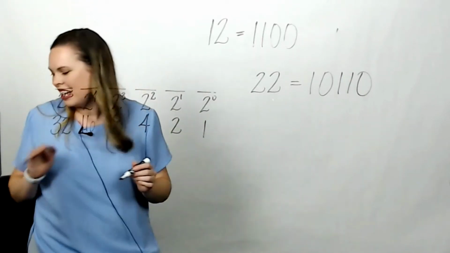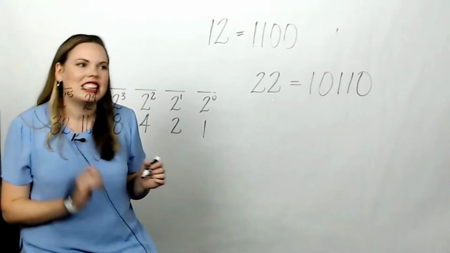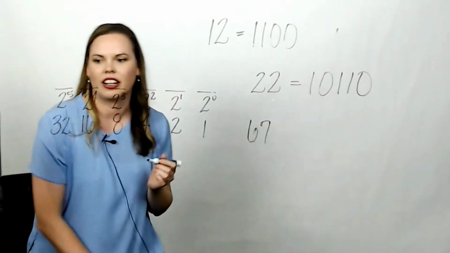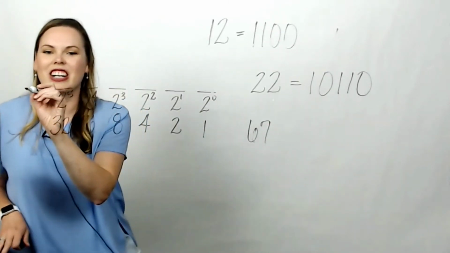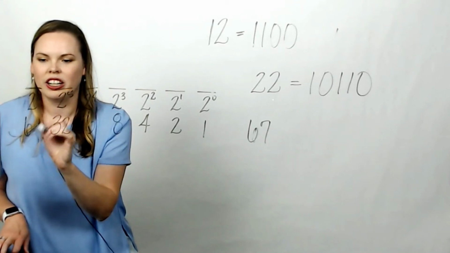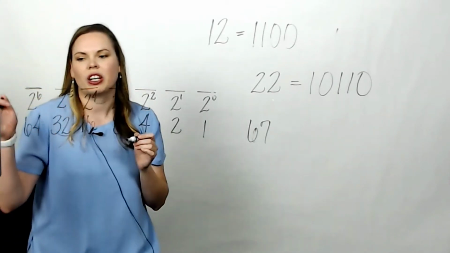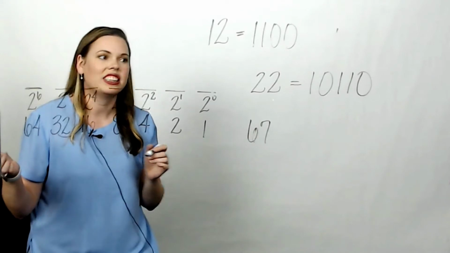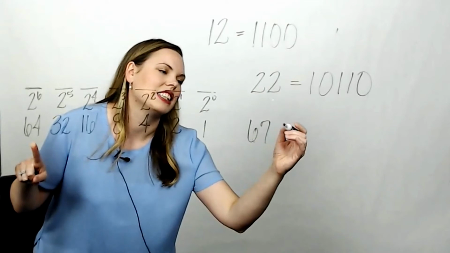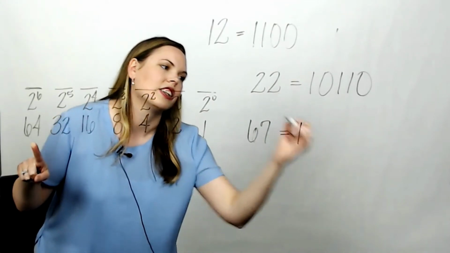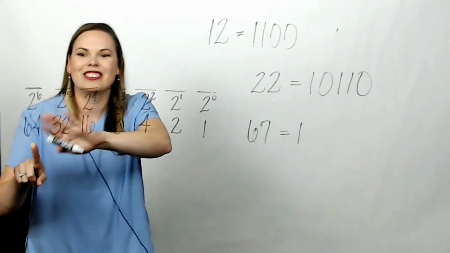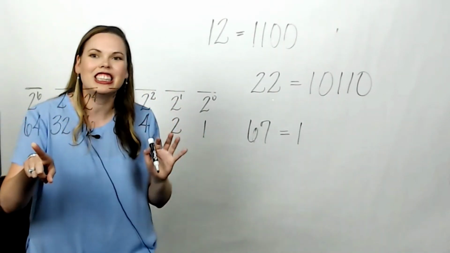Okay, one more. Let's do a larger number. Let's do 67. All right, so let me keep on moving here. I need another place value. 2 to the 6th is 64. And then, of course, we would go to 128, 2 to the 7th. That does not fit in there, so we're going to be starting right here in this place value with 64. So I put a 1 in that 64 spot, and I know I'm going to need 1, 2, 3, 4, 5, 6, 7 digits in this numeral.